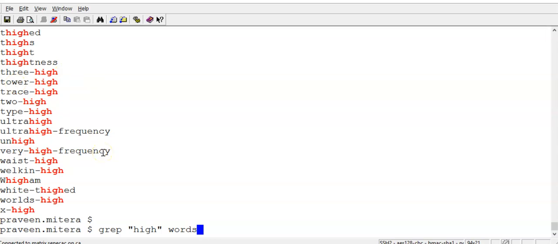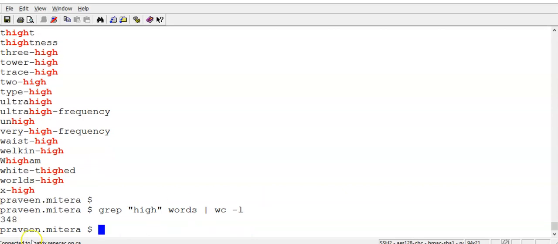Because there are so many lines, we already know of some concepts that can be useful here. For example, you already learned about piping, so I can pipe, or send, the output from this command into the next command. And you already know about wc, which is word count. If I use wc with -l, it'll actually give me how many lines are matching. This can be useful here because it's telling me that 348 lines have the word hi embedded somewhere on the line.